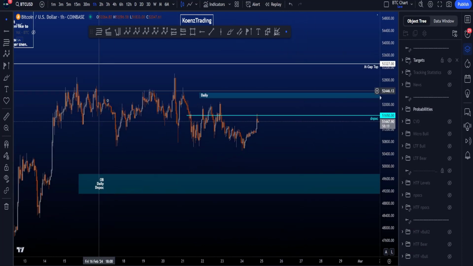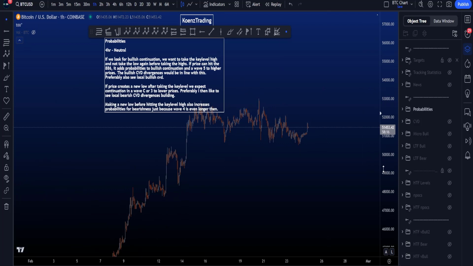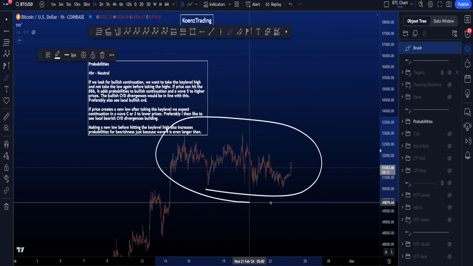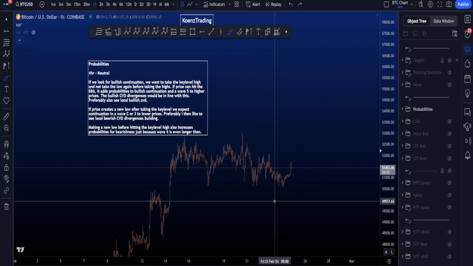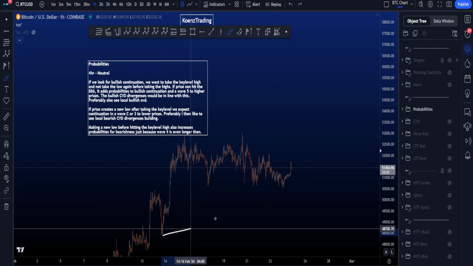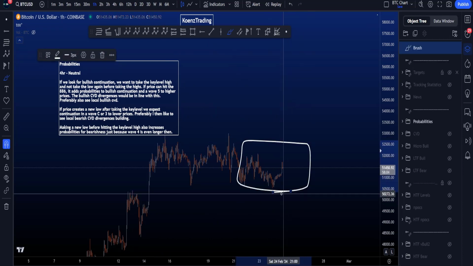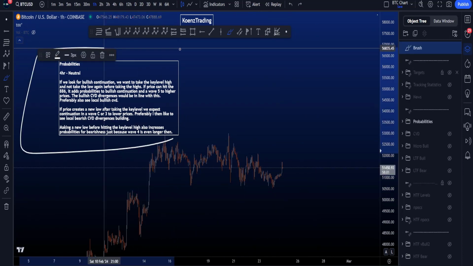So if you then look at the probabilities of the different scenarios, then on the 4 hour, currently as it stands, probabilities are neutral, maybe slightly bullish just because of the bullish CVDs that we have. But what I look for is more confirmation locally from an Elliott Wave point of view.